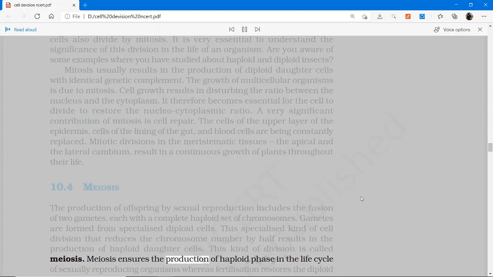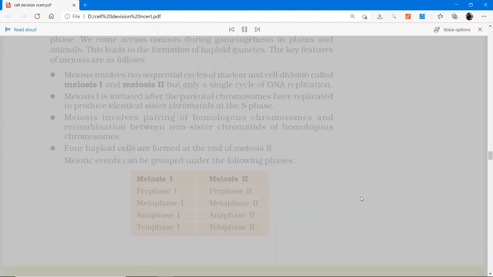Meiosis ensures the production of haploid phase in the life cycle of sexually reproducing organisms, whereas fertilization restores the diploid phase. We come across meiosis during gametogenesis in plants and animals. This leads to the formation of haploid gametes. The key features of meiosis are as follows.